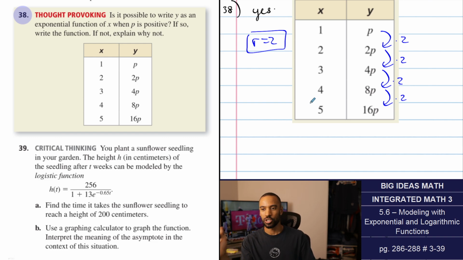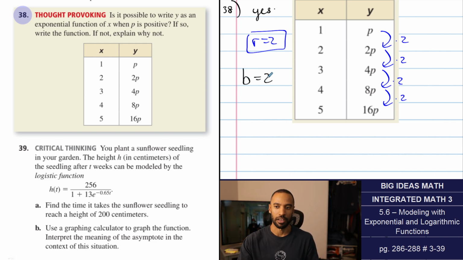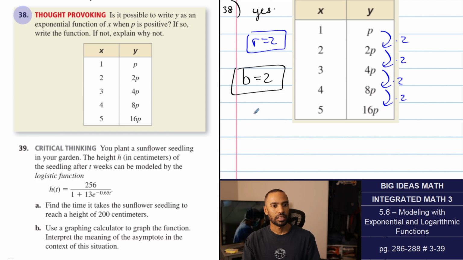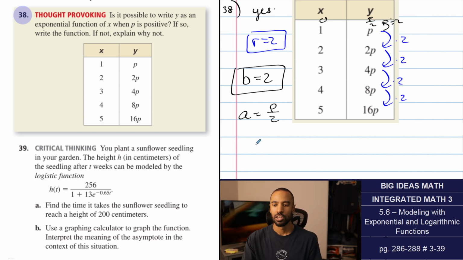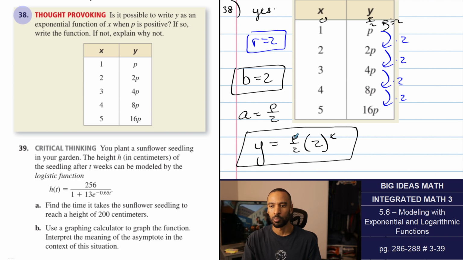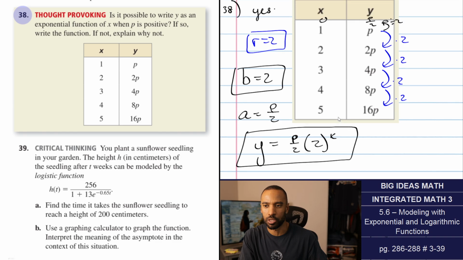So if it has a common ratio of 2, that means the b value is 2, right? This is based off p. Your a value is p over 2. I say that because when x is 0, you have to divide by 2 to get there. So that's p over 2, 1/2 p. As far as the equation, it's y equals p over 2 times 2 to the x power. Or 0.5 p, or 1/2 p, something like that.